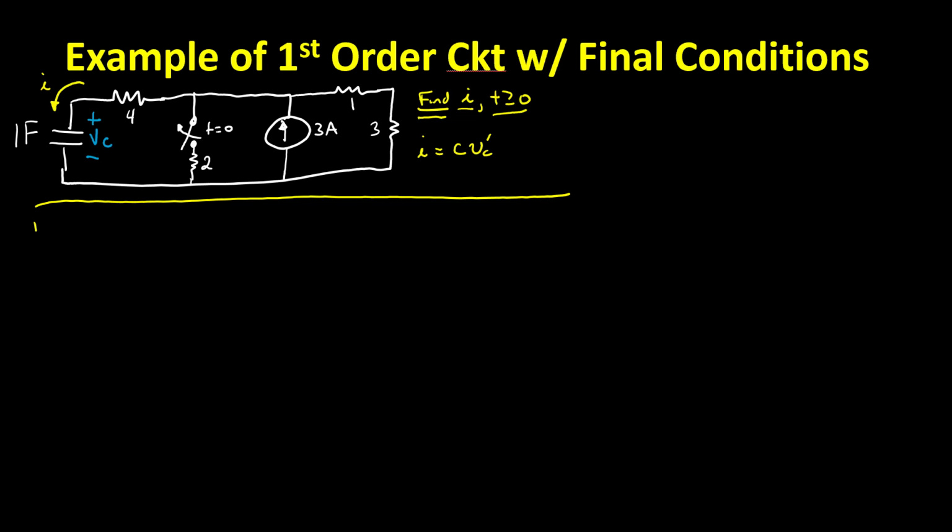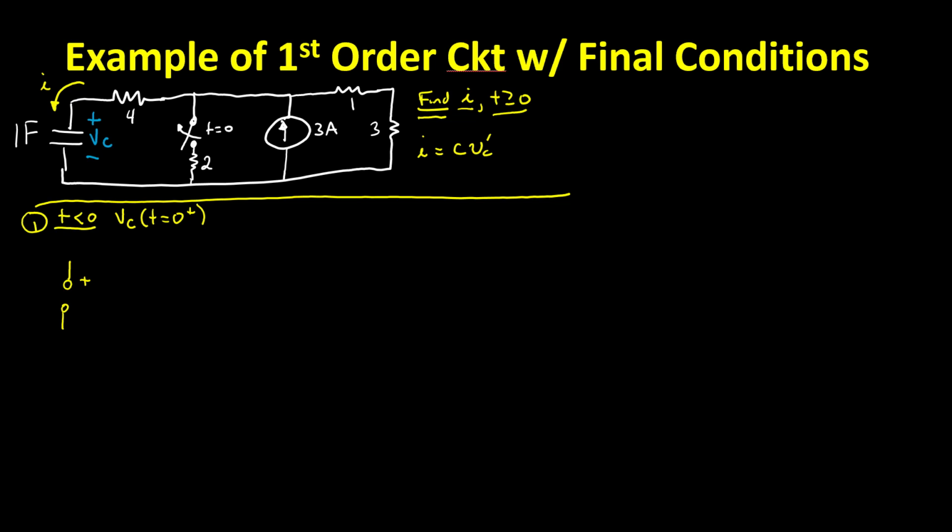The first step is to draw the circuit for time less than 0 in order to determine our initial conditions, which is V sub C at t equals 0 plus right after the switch, which of course has to be the same as the voltage across the capacitor just before the switch was thrown, because the voltages across capacitors can't change instantaneously.